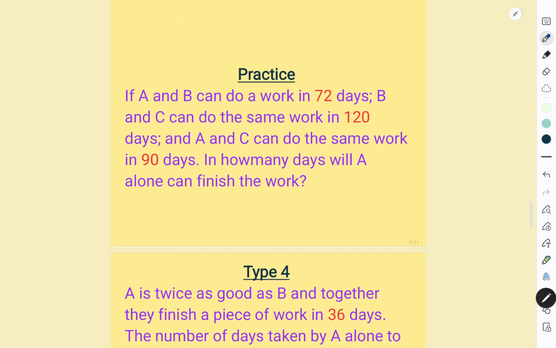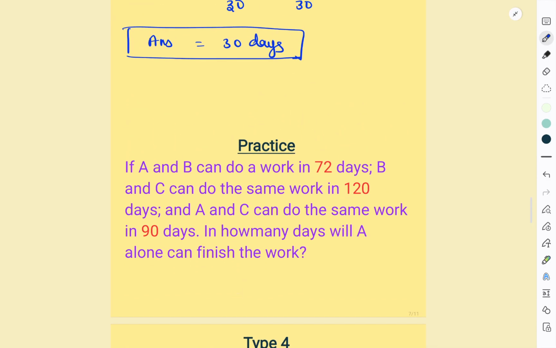So this is the practice set for this problem. If a and b can do the same piece of work in 72 days and b and c can do the same work in 120 days, a and c can do the same work in 90 days, then in how many days a alone can finish the same work? Okay, so find the answer as like above and comment the answer.